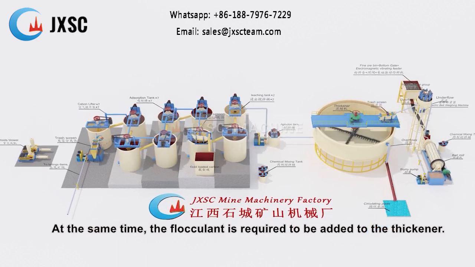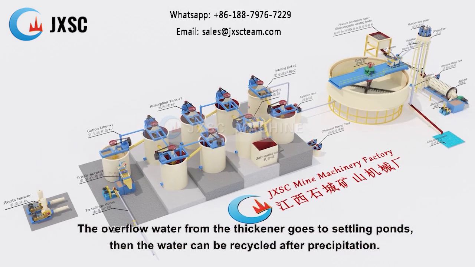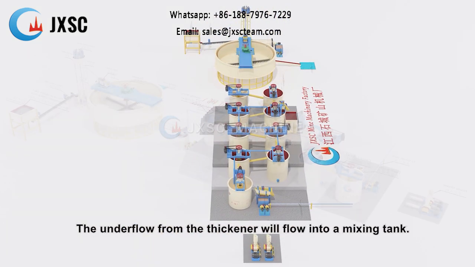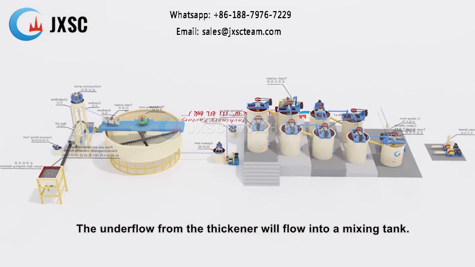At the same time, flocculant is required to be added to the thickener. The overflow water from the thickener goes to settling ponds, then the water can be recycled after precipitation. The underflow from the thickener will flow into a mixing tank.